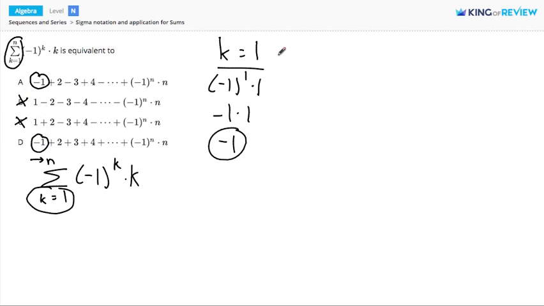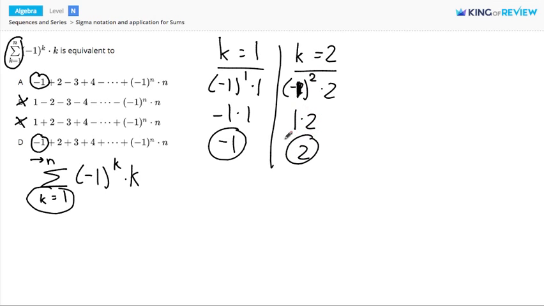Let's try the next term. K equals 2. If I plug in 2 for k, I get negative 1 squared times 2. Negative 1 times negative 1 is positive 1, and 1 times 2 is 2. So the second term should be positive 2. Well, A and D both have positive 2 as the second term, so that doesn't help me narrow it down any further.